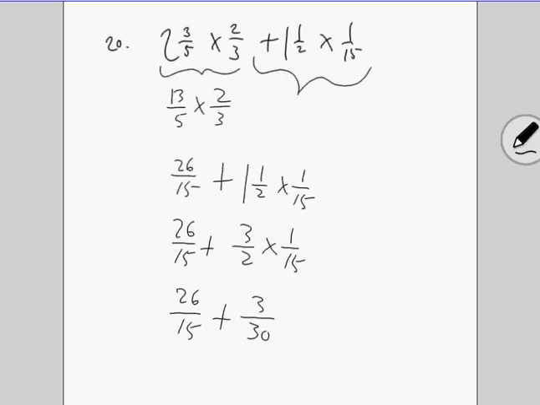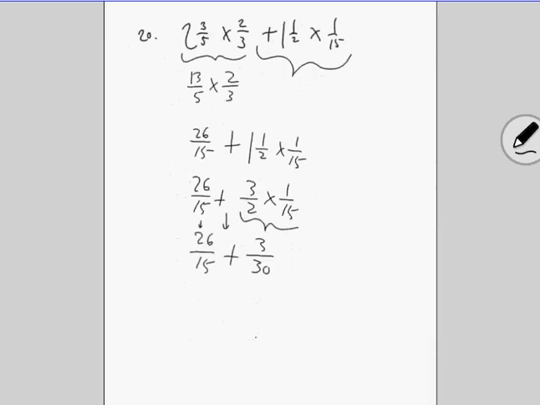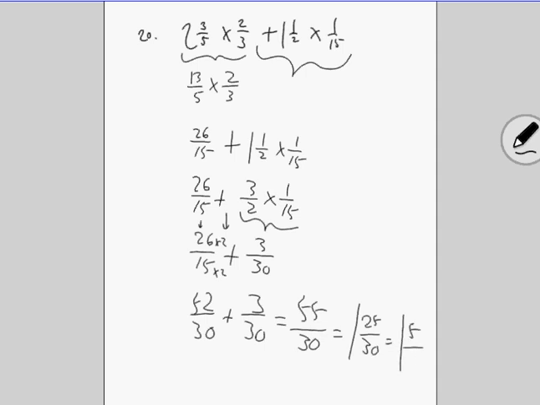So my next line, notice that 26/15 just stayed right where it was. The plus sign stayed where it was, and this just simplified into 3/30. Now I have one last question. It's adding two fractions. The lowest common denominator you can use is 30, which means this one doesn't change. But I multiplied 15 by 2 to get 30, so I have to multiply this by 2. That gets me 52/30. So the answer is 55/30, which is 1 and 25/30, which is 1 and 5/6. And that's your answer, 1 and 5/6.